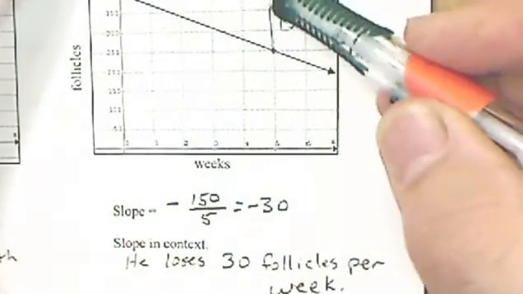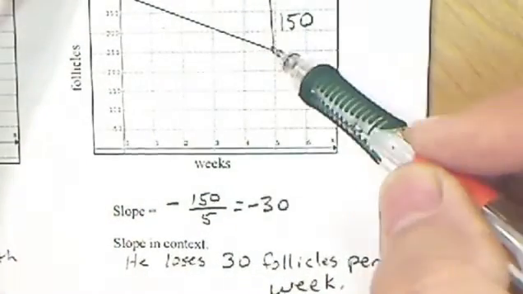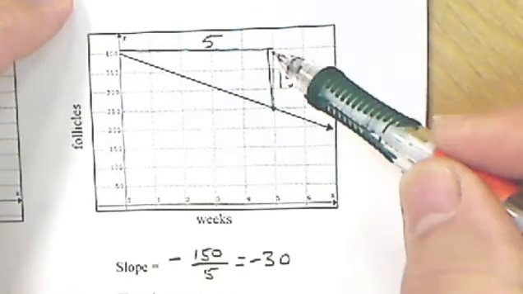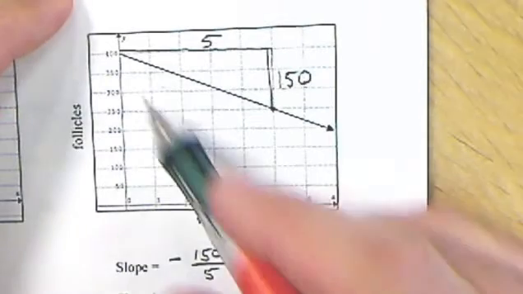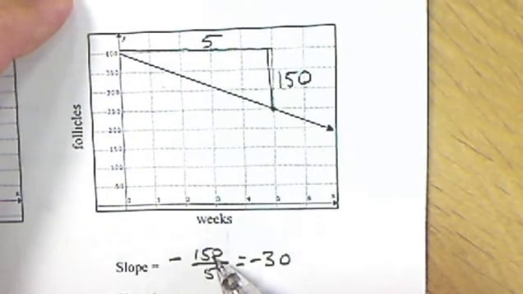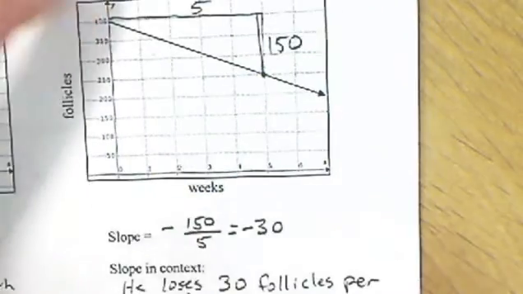And then we have rises 150, runs over 5. So it's negative since it's going downhill. Negative 150 over 5, which is negative 30. He is losing 30 hairs per week.